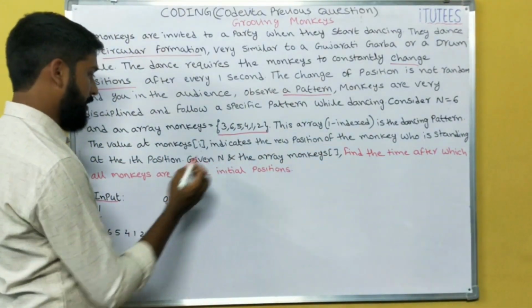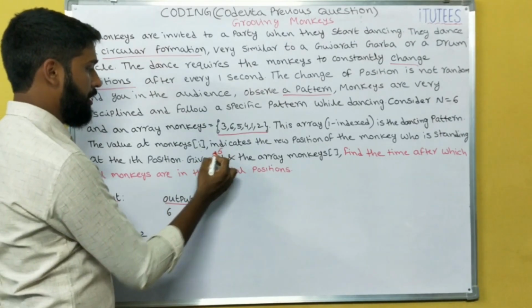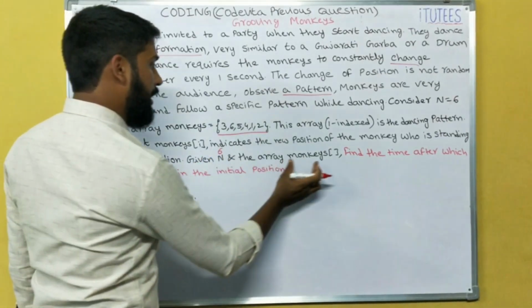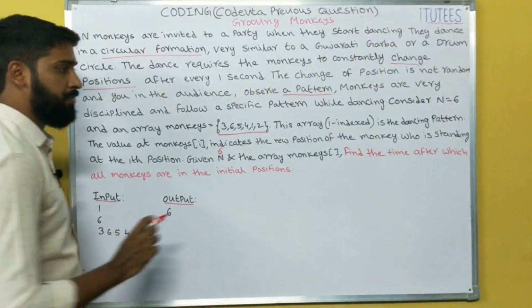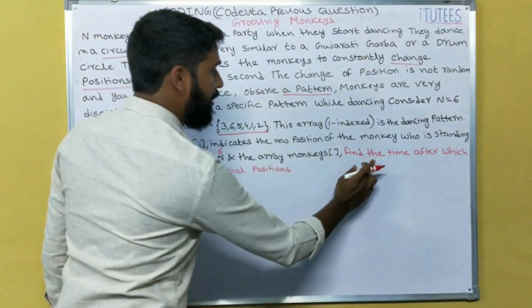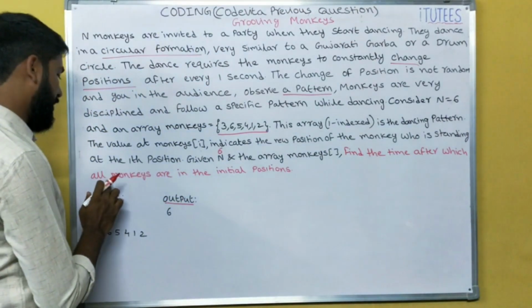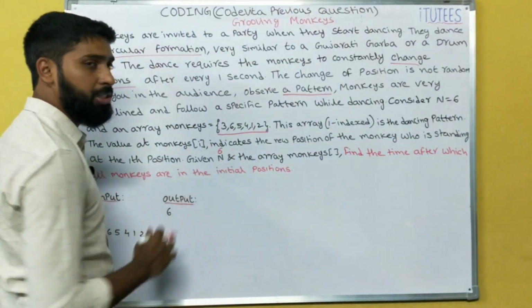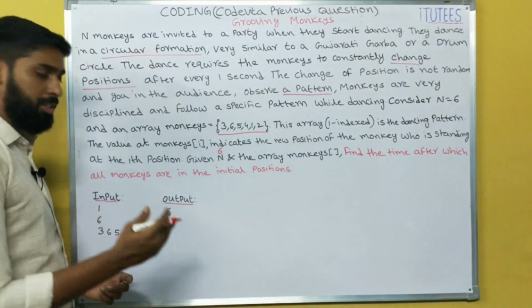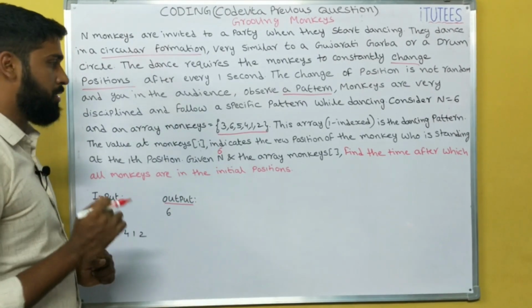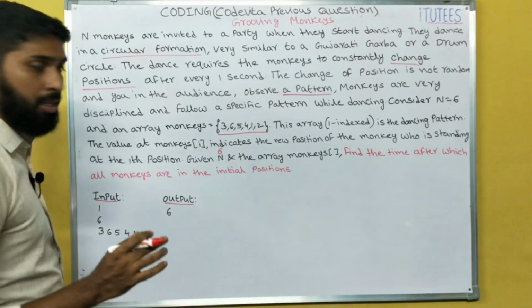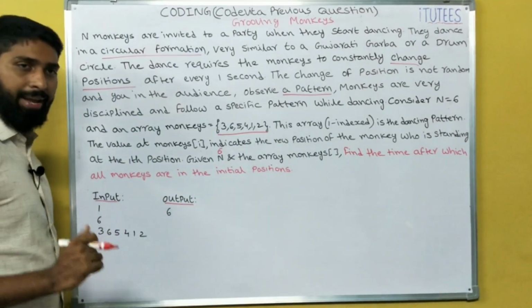Given n, here in this example n equals 6, and the array of monkeys 3, 6, 5, 4, 1, 2. Our task is to find the time after which all monkeys are back in the initial position, that means at which time they are going to form the initial positions. We can discuss this with one example.